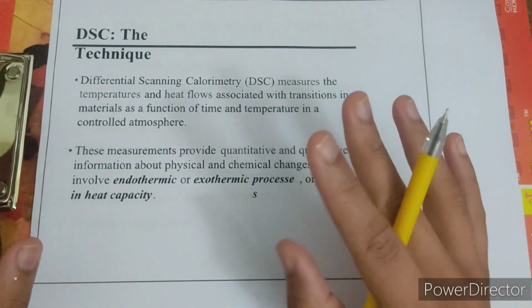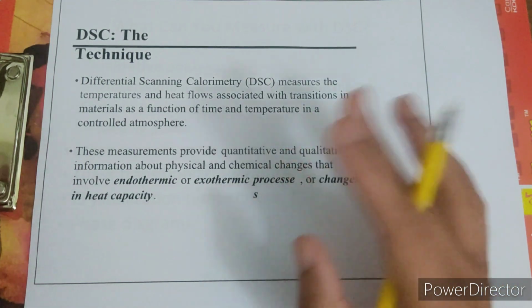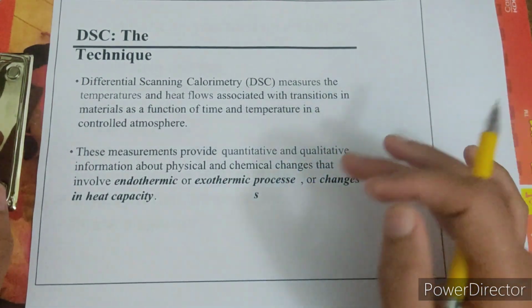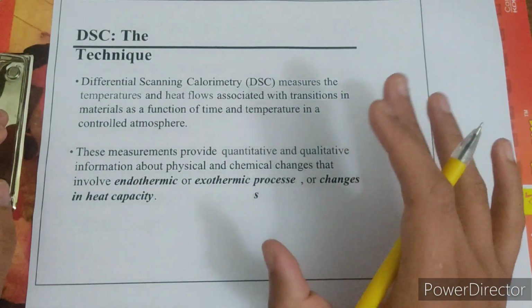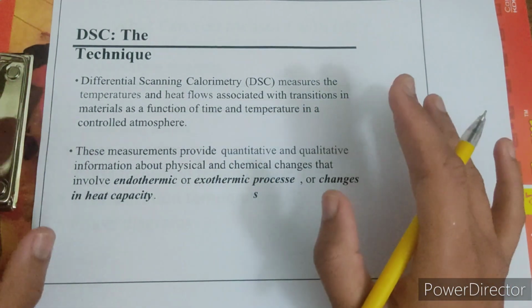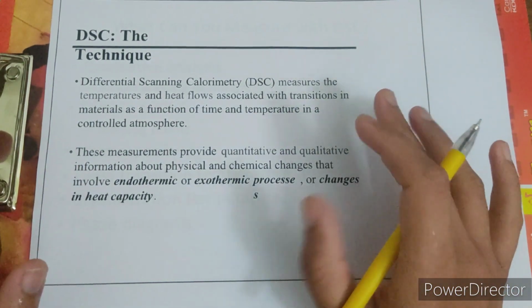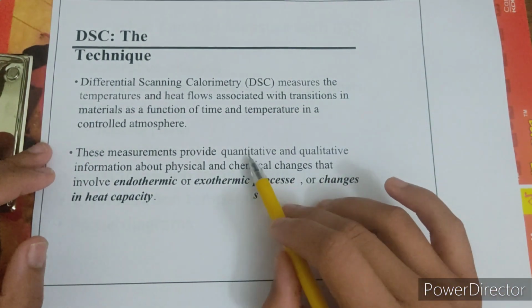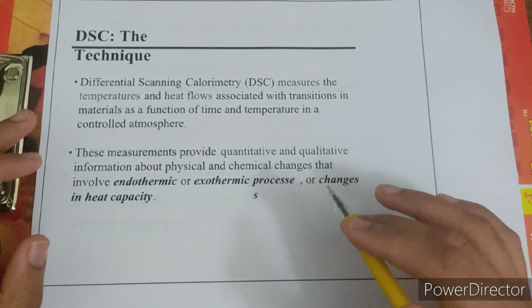Here your atmosphere is constantly inert and there will be no changes. In case of TGA, there are some cases where you can change the gas, like from nitrogen to air, but here that does not happen. It's only a constant atmosphere. Here you can get qualitative and quantitative information on physical and chemical changes both.